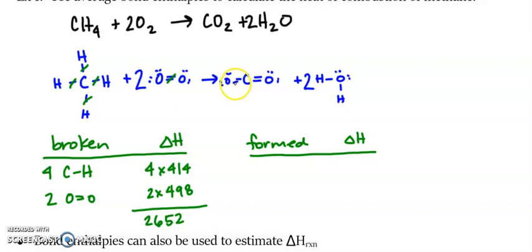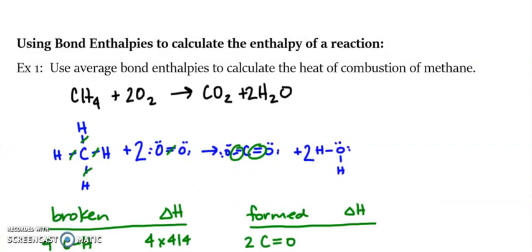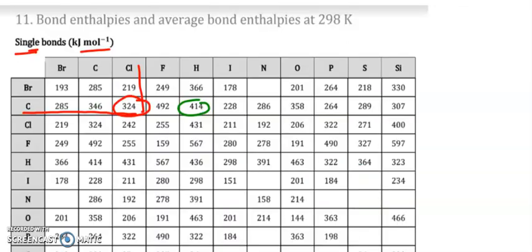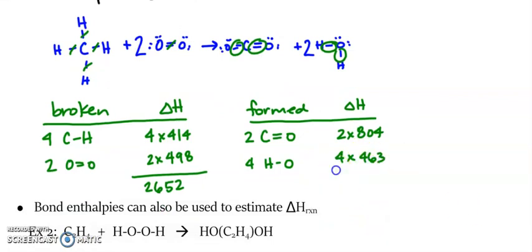All right, formed side. Let's see, I'm going to form this C=O double bond twice. So 2 of those. So if I go back here and I look at the C=O double bond, I've got this right here, 804. So 2 times 804. And then I'm also forming H-O. So I've got 2 in a water, and then I have 2 water molecules. So that's 4 total. So 4 times, if I go back to here, H-O would give me this 463. All right, so if I add all these up, this is 3,460.